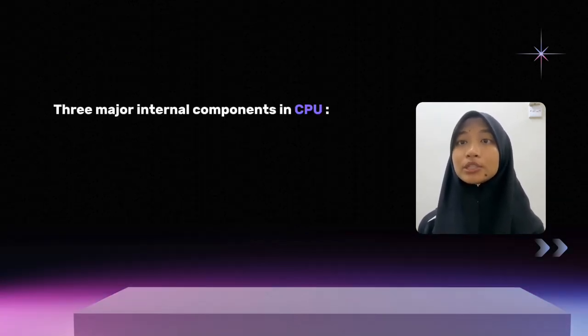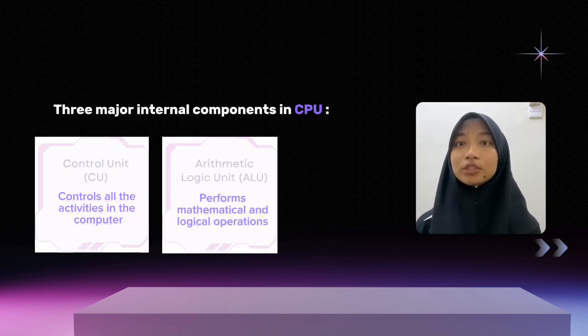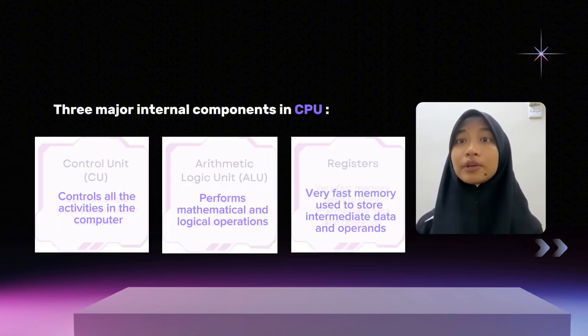The CPU has three major internal components. The control unit, which is also called CU. It controls all the activities in the computer. An arithmetic logic unit, which is also called ALU, and this performs the mathematical and logical operations. And lastly, the registers, which is a very fast memory used to store intermediate data and operands.